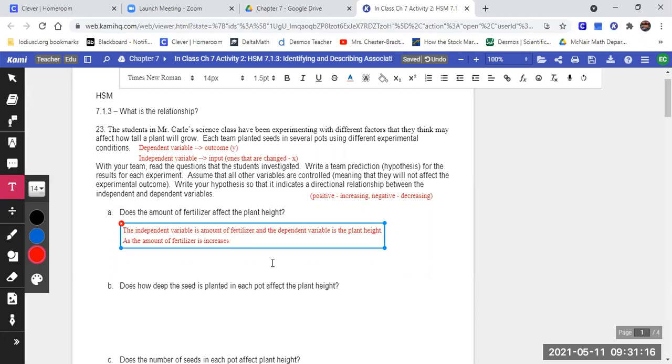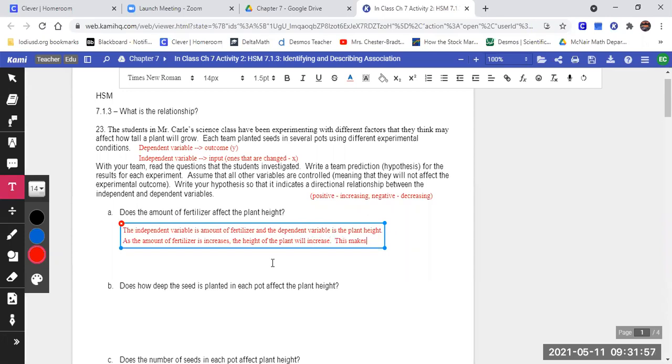As the amount of fertilizer increases, the height of the plant will, what are we thinking will happen? What do we think will happen? The plant will use the same word. Don't say grow bigger. Use the I word. As the amount of fertilizer increases, the height of the plant will increase.